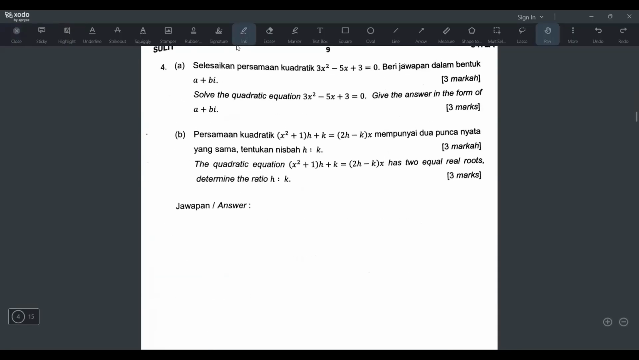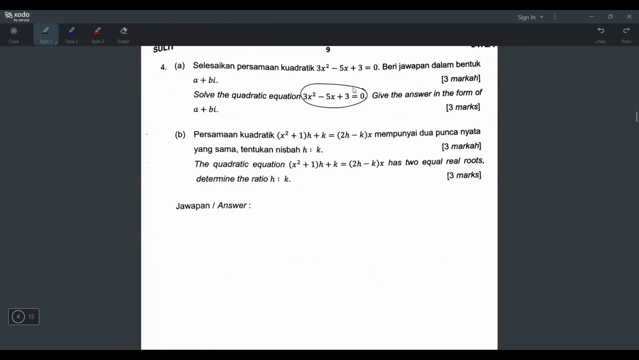Okay, let's do number 4 now. Number 4 says solve the quadratic equation. This one, give your answer in the form of a plus bi. Okay, what is i? When you see i, it means the square root of negative 1. We call this the imaginary unit.